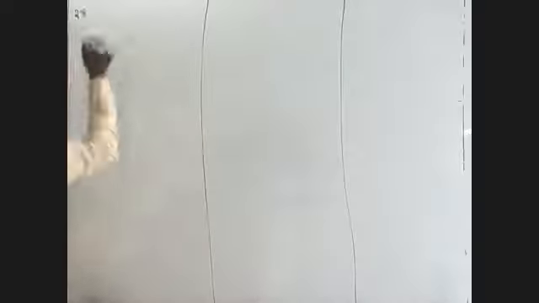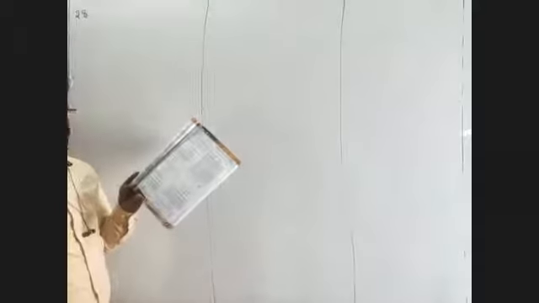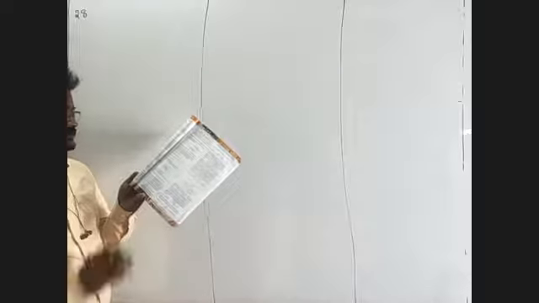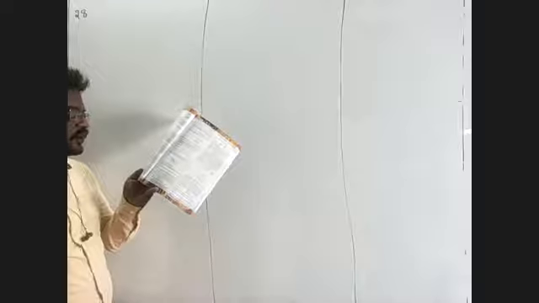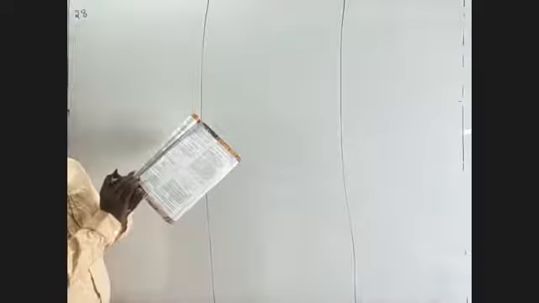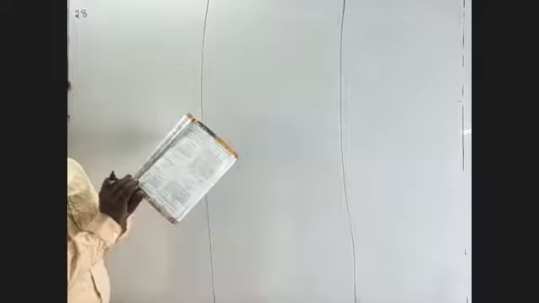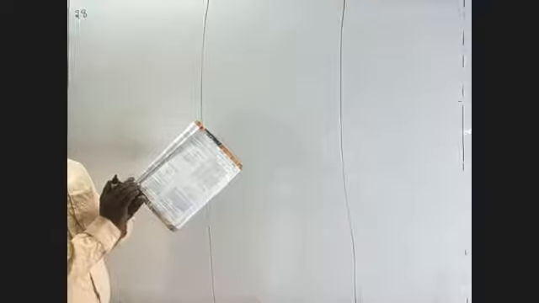Question number 28. Two spherical conductors A and B of radius 1 mm and 2 mm, separated by a distance of 5 centimeters, are uniformly charged. The spheres are connected by a conducting wire. Then in the equilibrium condition, the ratio of electric field at the surfaces of A and B is.